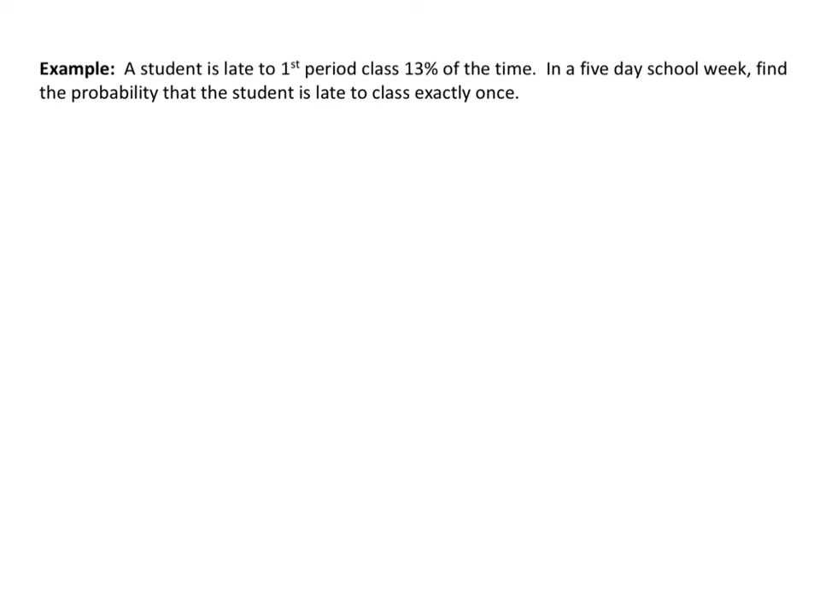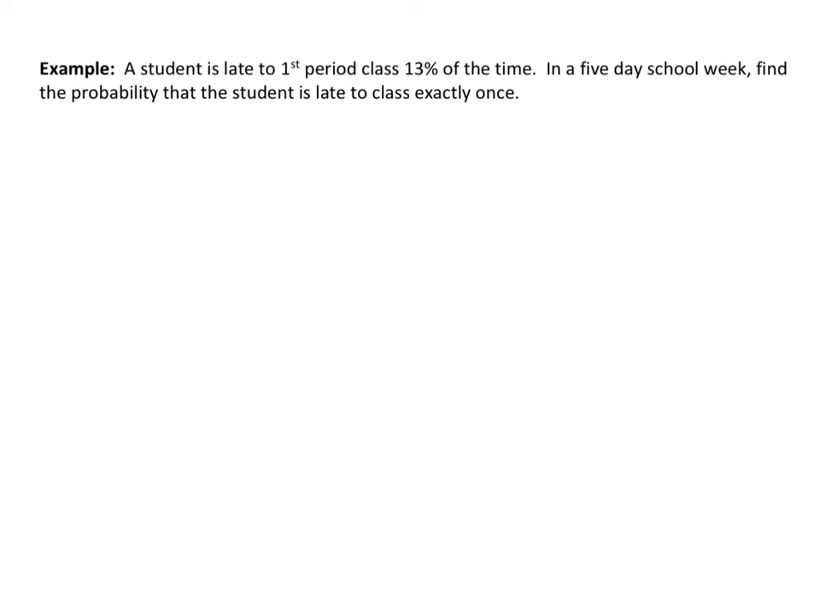So let's dive right into this next one. And I want you to remember to think about those 5 steps for each one of these things. We want to be doing those 5 steps. A student is late to first period class 13% of the time. In a 5-day school week, find the probability that the student is late to class exactly once. So if you're up for it, try this one on your own.